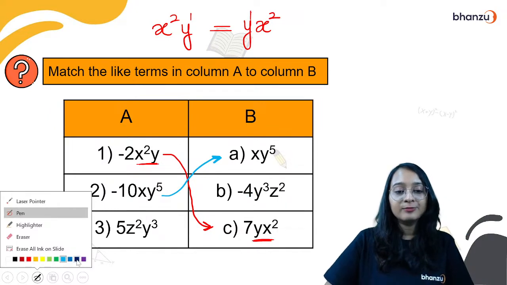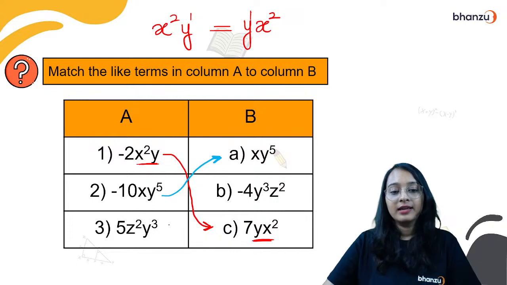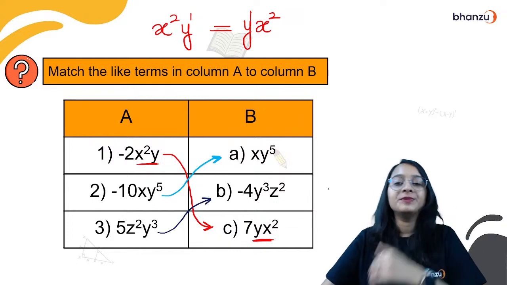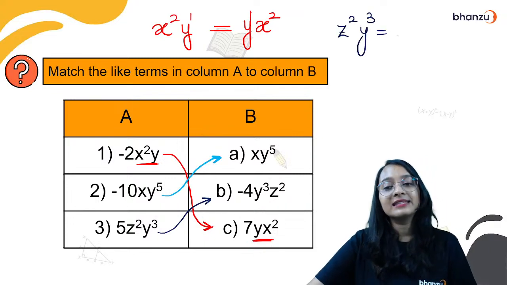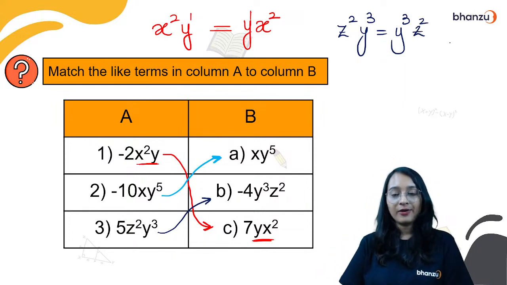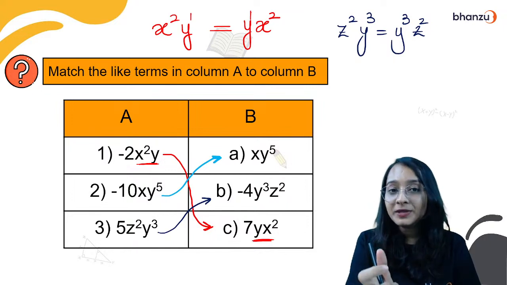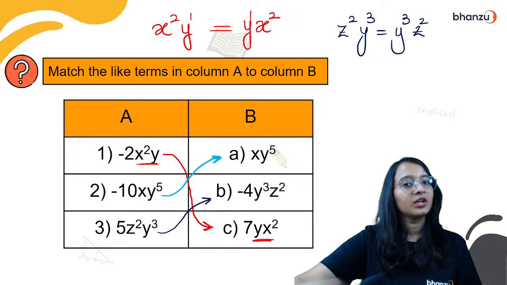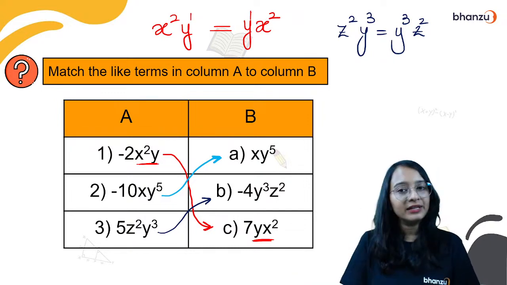Alright. Now, let's move to the next one. 5z²y³ is the same as minus 4y³z². z²y³ is the same as y³z². Alright. When I talk about like terms, the variables need to be the same and the powers of those variables also need to be the same. Not the coefficients. They can be different.